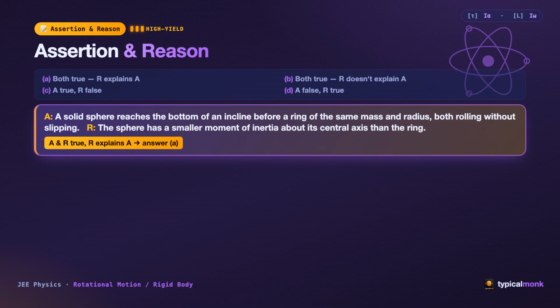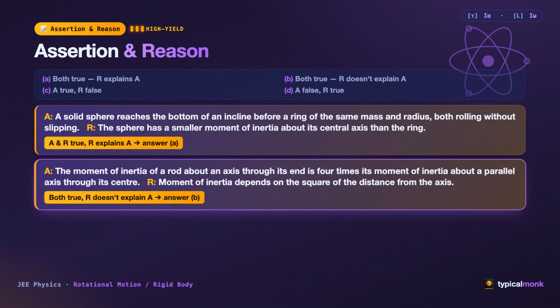First one, assertion. A solid sphere reaches the bottom of an incline before a ring of the same mass and radius, when both roll without slipping. Reason, the sphere has a smaller moment of inertia about its central axis than the ring. Think like Sarah. Check each statement, then the connection. Is the assertion true? Yes. Is the reason true? Yes. And does the reason explain the assertion? Perfectly, the smaller moment of inertia is exactly why more of the sphere's energy goes into translation. Both true. Reason explains. Option A.